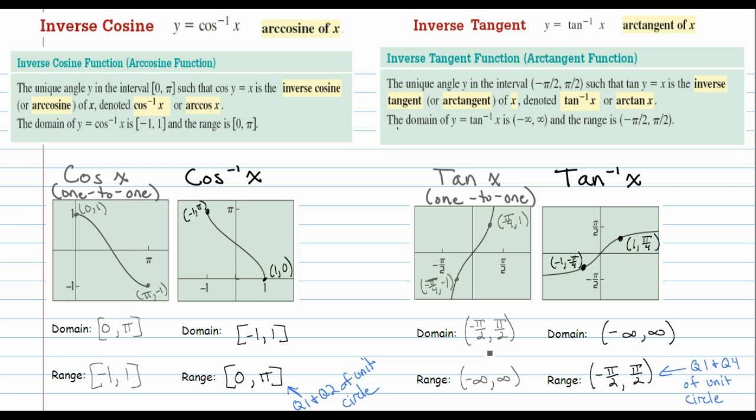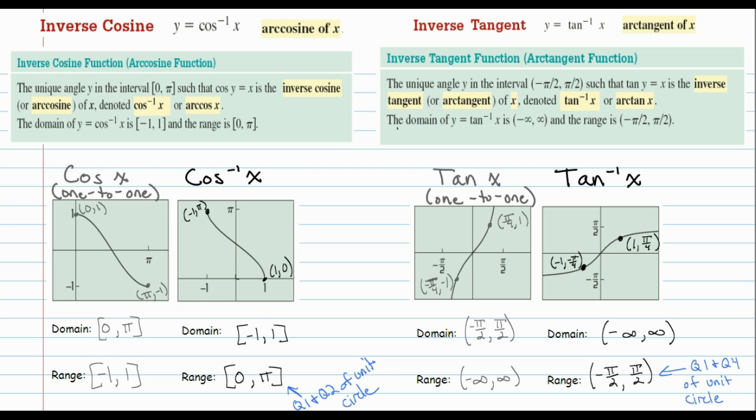Of course, we have narrowed down the domain to make both the original cosine and the original tangent function one-to-one, so that the inverse will be a function. Feel free to pause this screen and take a closer look at the work I've done to go from the original cosine to inverse cosine, or original tangent to inverse tangent.